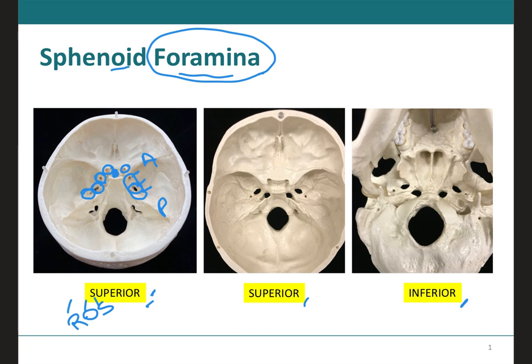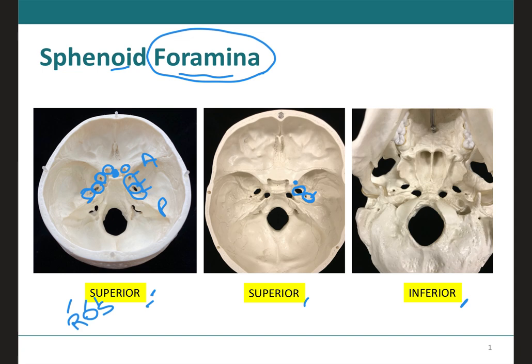If you look at a little hole that's posterior, it's going to be the foramen spinosum. If we come over here on the middle image, we can see right over here the oval hole. So this is your foramen ovale. And this one is posterior to the foramen ovale. So this is your foramen spinosum. On this image, we can't really see the foramen rotundum, which is hidden right over there.